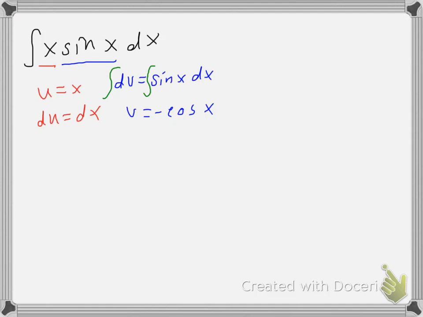So now I have all my pieces, and I can use the formula for integration by parts. The first part of the formula says to take the product of u and v. So that's simply going to be x times negative cosine of x, minus the integral of v times du. So that's just going to be negative cosine of x dx.